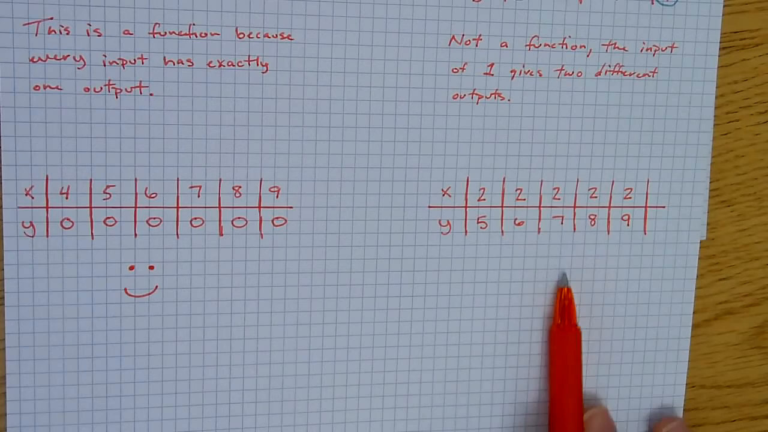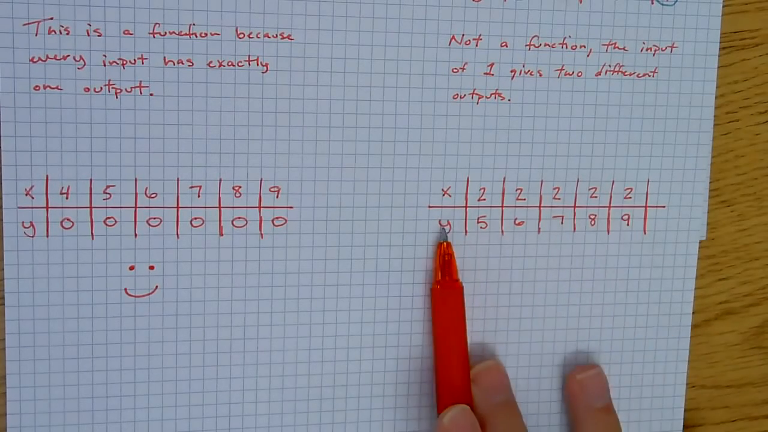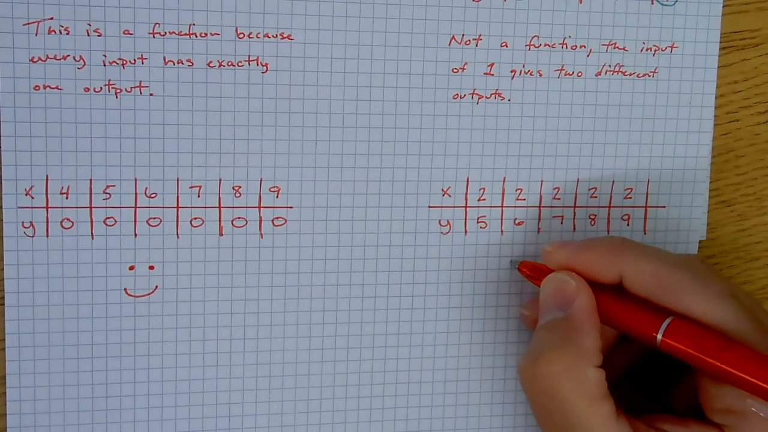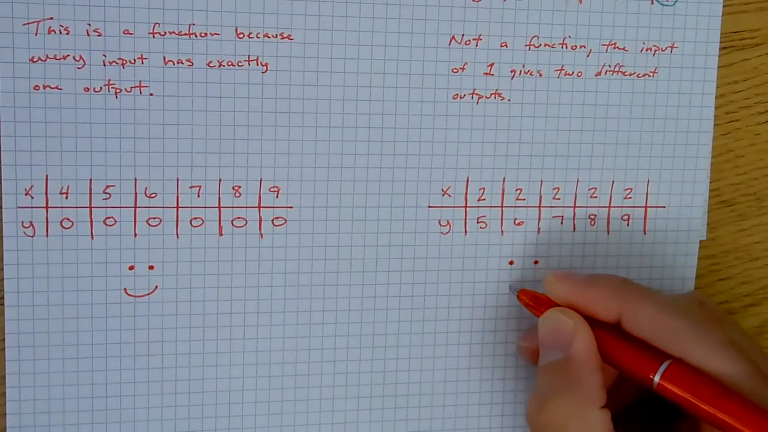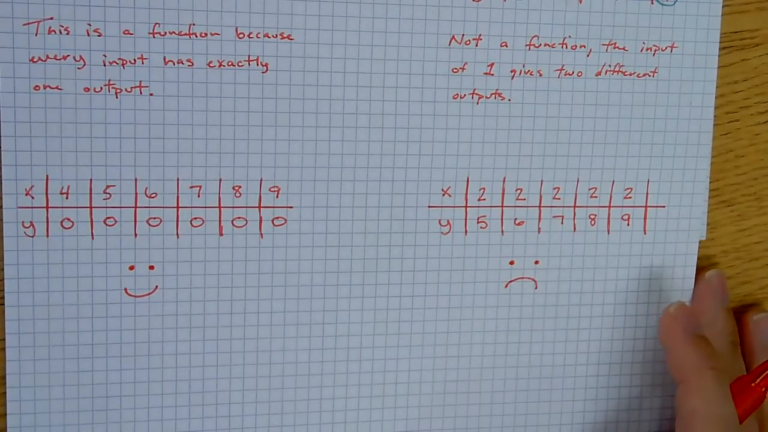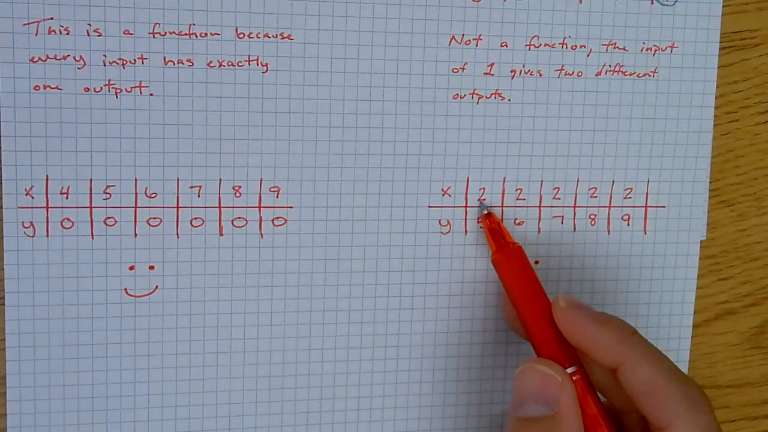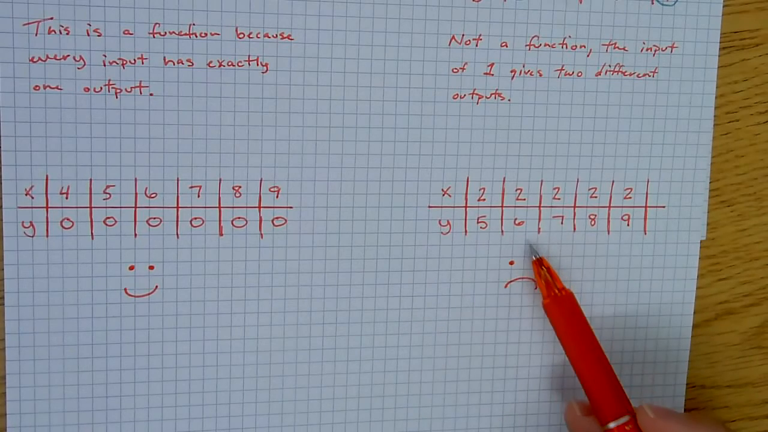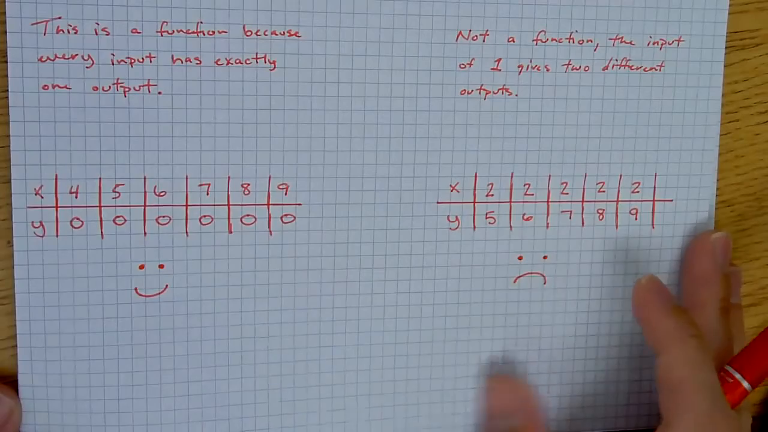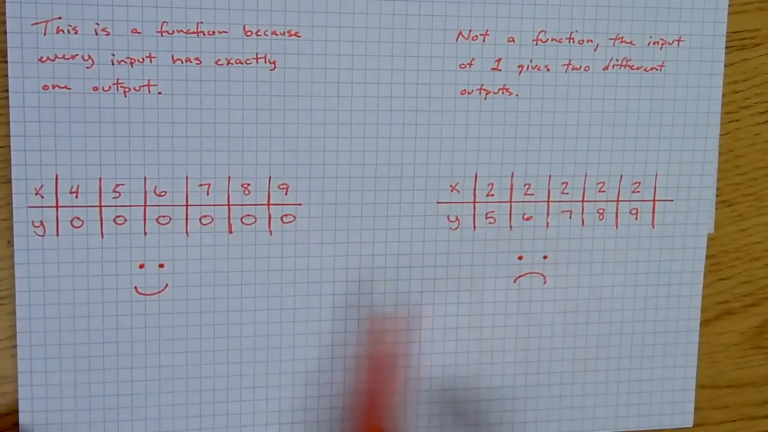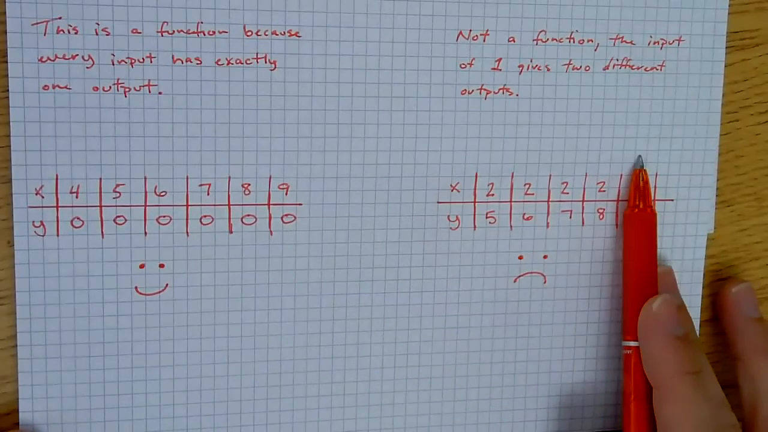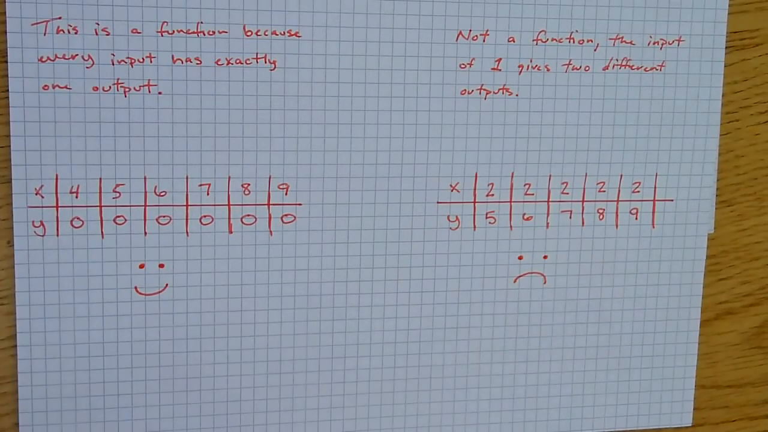Okay, on the other side of that, if we have the input of 2 a whole bunch of times with different outputs each time, 5, 6, 7, 8, 9, that's not good. That's a sad face, because one time you plug in 2 and you get a 5, the next time you plug in 2, you get a 6, then you get a 7, then you get an 8. That's not good. We don't want that. So they both look kind of funny. All the outputs are the same, but that's okay. If all of our inputs are the same, but our outputs are different, that's not good.